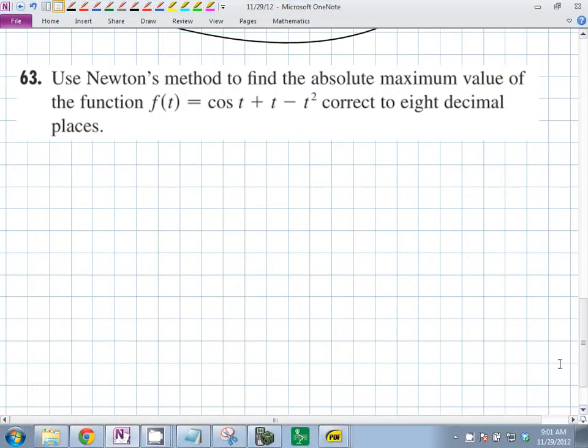How do we start? To find the absolute maximum value of a function, what are we trying to find? Where the derivative is equal to 0, that would be really helpful. So what are we going to need to do to this function? Take the derivative. What's the derivative, Fawn?